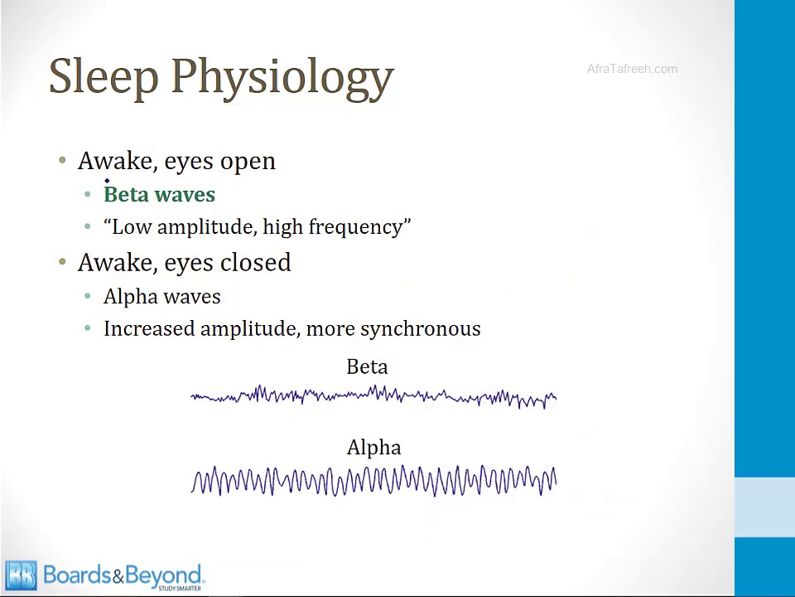So when you get into bed and you're about to go to sleep, but you're still awake and your eyes are open, what you will see on EEG are what's known as beta waves. Beta waves have a low amplitude and a high frequency. And this is an example of beta waves shown on the screen here.